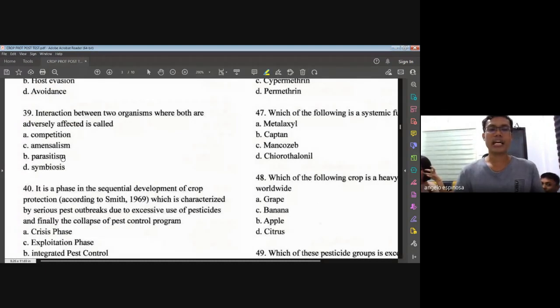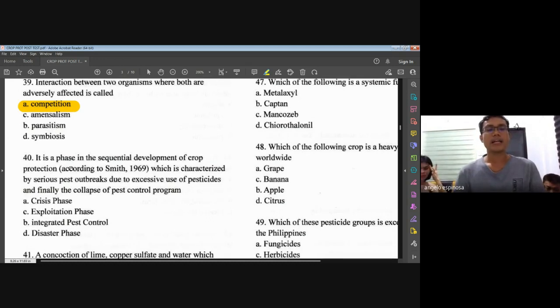Yan. Number 39, interaction between two organisms where both are adversely affected. Anong tawag niyan? The correct answer is competition. No, it's letter A. Okay? Number 40, it is a phase in the sequential development of crop protection according to Smith in 1969, which is characterized by serious pest outbreaks due to excessive use of pesticides, and finally, the collapse of pest control program. The correct answer for number 40 is letter D, that is disaster haste.